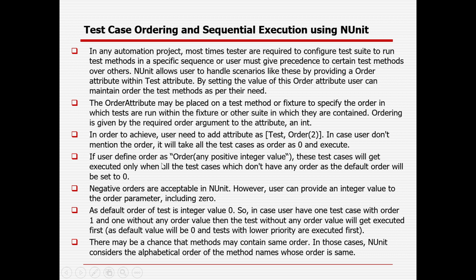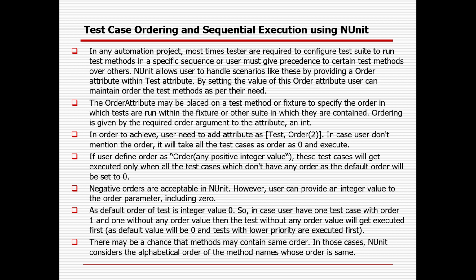If user define order as any positive value, these test cases will get executed only when all test cases which do not have any order will be executed, because they do not have any order means they have the default order 0, which is lower than the positive number value. So execution will start from the lower to the higher value. Negative orders are acceptable in NUnit. However, user can provide an integer value to the order parameter including 0.